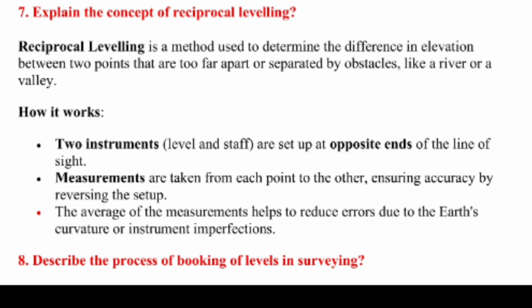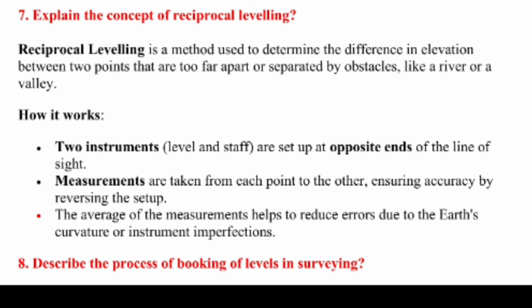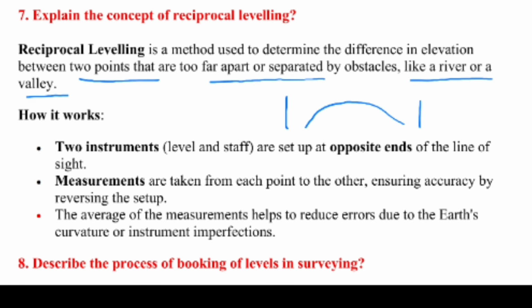Next, explain the concept of reciprocal leveling. So what do you mean by reciprocal leveling? It is used to find the difference in level between 2 points far from each other with an obstacle in between. We can use this type of surveying for rivers and valleys. In reciprocal leveling, there is a hill in between. We need to find the difference between this point and this point. A small obstacle will be there, so here we have to find the differences.